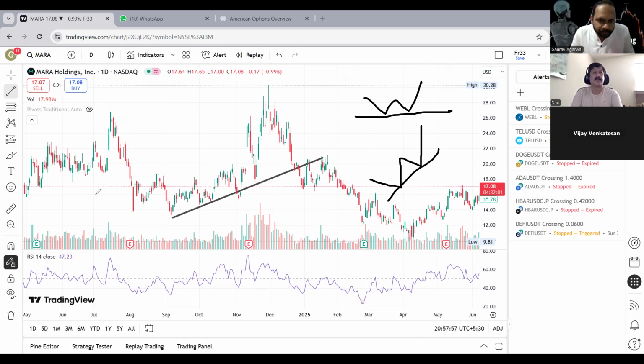So minimum 1 hour or 1 day. If you choose one day, then it will go for positional mostly, and for 1 hour you will get it intraday.